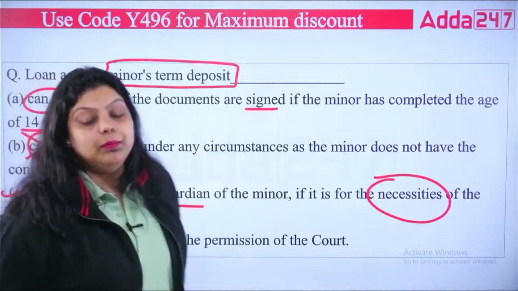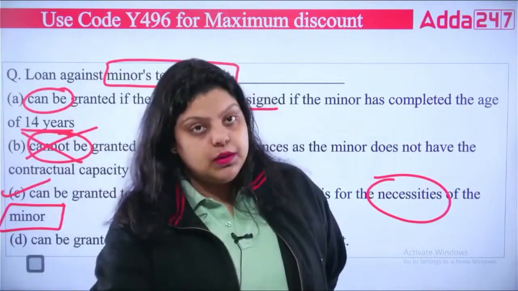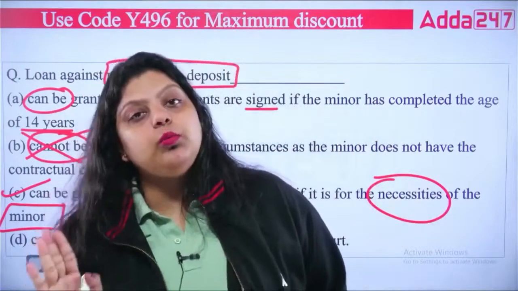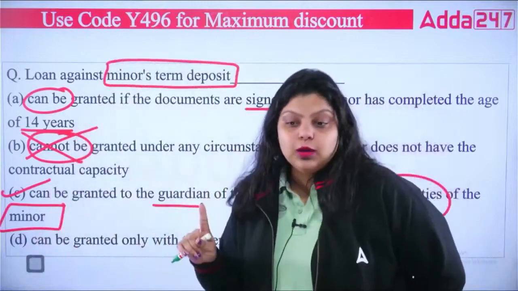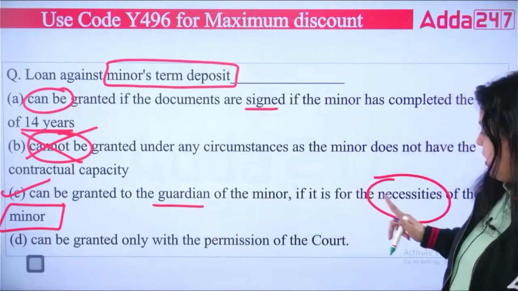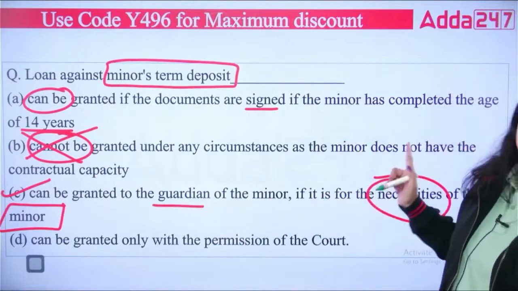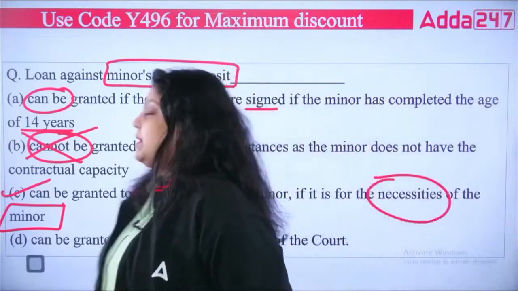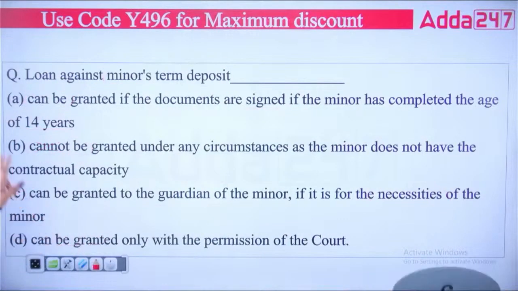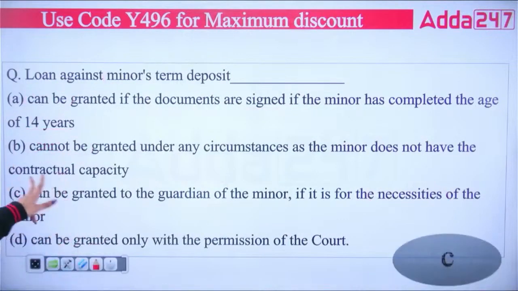So on a minor's term deposit, the term deposit you have in the name of a minor, it is allowed to provide a loan on that, but only when this loan is taken by the guardian and for the purpose of fulfilling the necessity of the minor. So your right answer will be C. It can be granted for the necessity of the minor. Right answer is C. Okay.